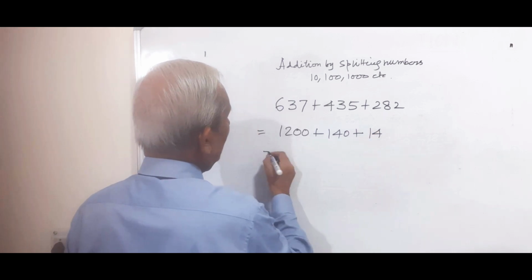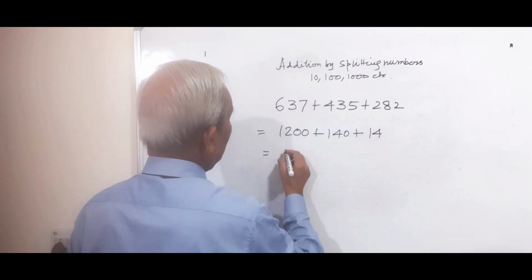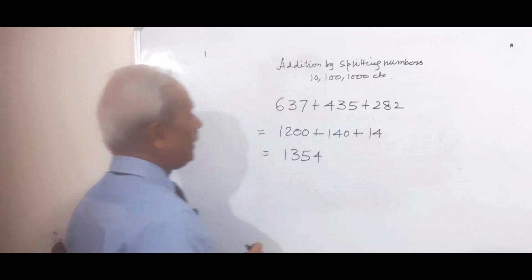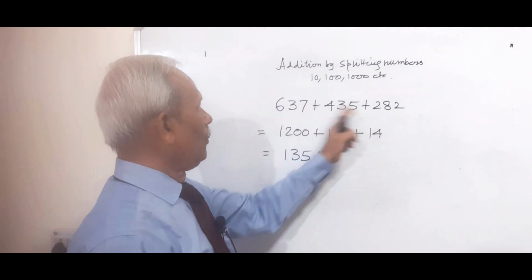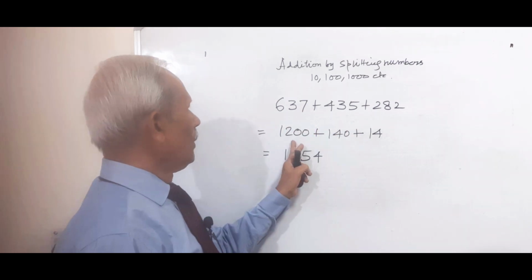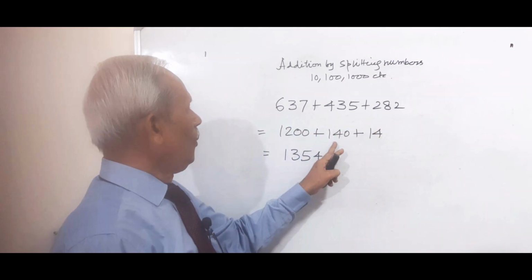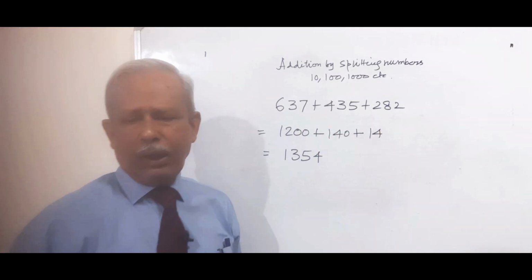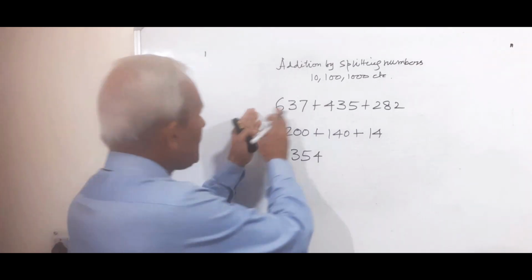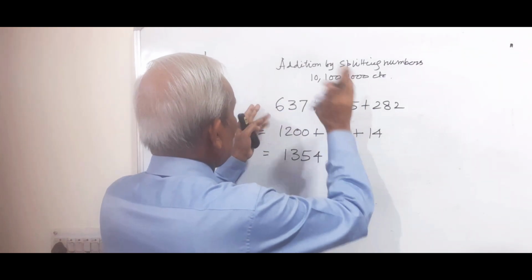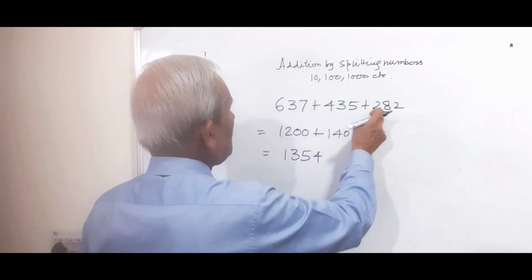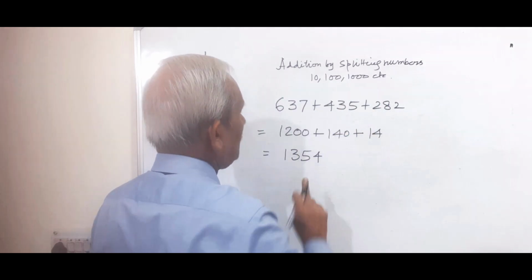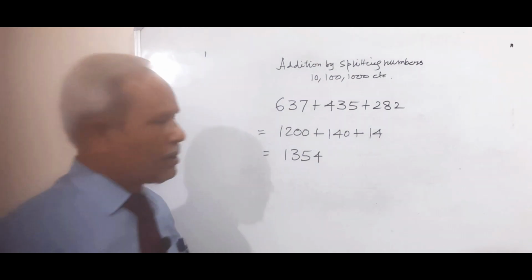So what is the total? It is 1340 plus 14, 1354. I think you have got it. 600, 400, 200: 6 plus 4 is 10, plus 2, 1200. 30 plus 30 is 60, plus 80, 140. 7 plus 5 plus 2 is 14. Total is 1354. We have straight away done this. Remember it: 1200 plus 140 is 1340, and 14, 1354. We can straight away do this.